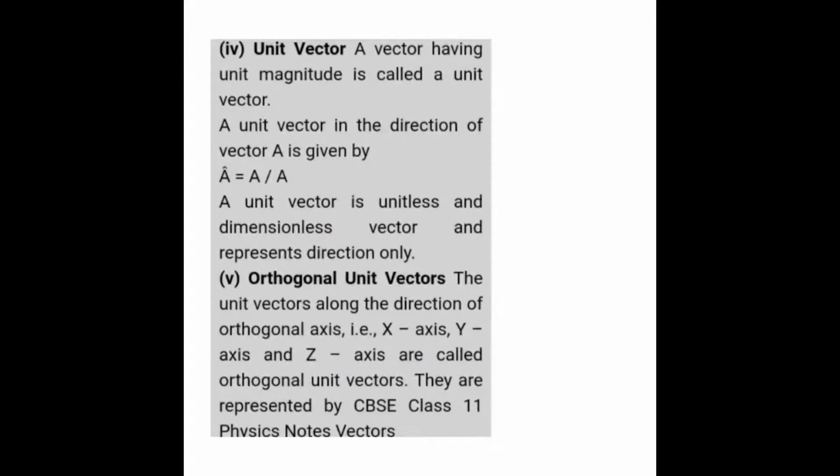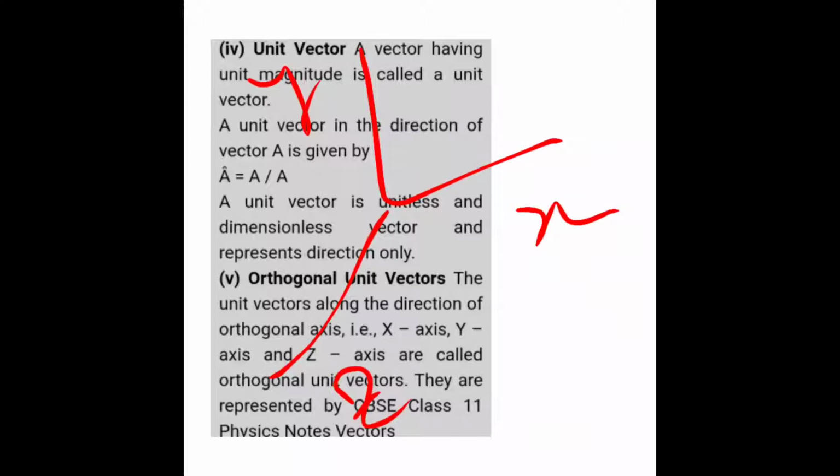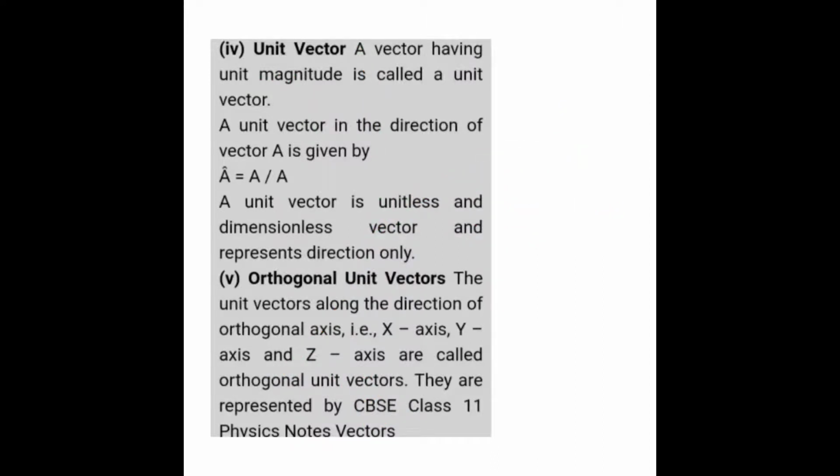Orthogonal unit vectors. Now there are 3 axes: this is the x-axis, this is the y-axis and this is the z-axis. What will be the direction along the x-axis? That is given by i cap, the unit vector along the x-axis. Along the y direction, j cap, right? And in the z direction, that is k cap. So i cap, j cap and k cap are the orthogonal unit vectors: i cap along the x-axis, j cap along the y-axis and k cap along the z-axis.